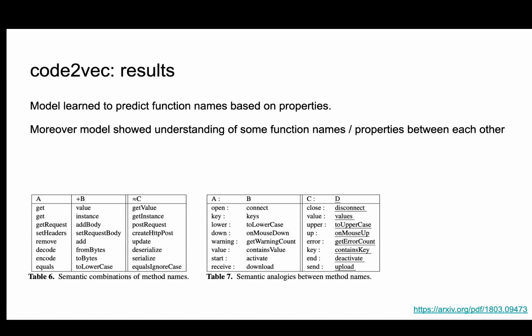Code2vec results. The model learned to predict function names based on their properties, and showed understanding of some function names, properties, and their correlation with each other. So the model could predict some new function name based on values of other parameters, such as get plus value is the function getValue, or create semantic analogies between method names, such as open plus connect is similar to connect or disconnect.